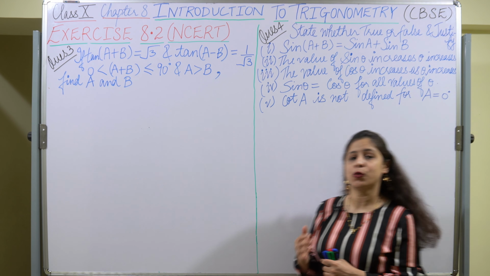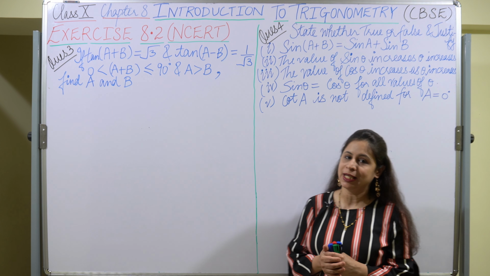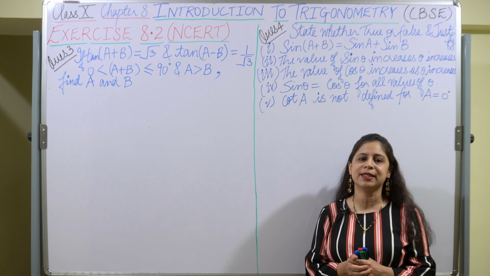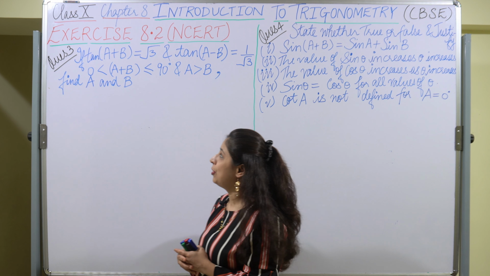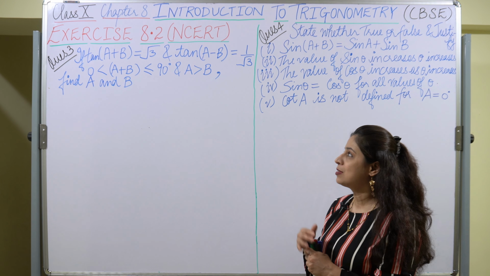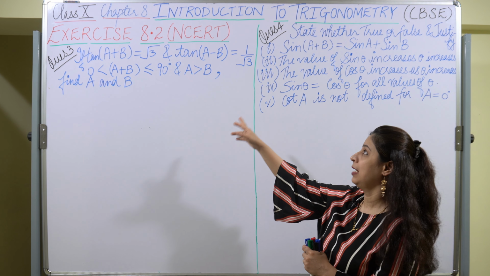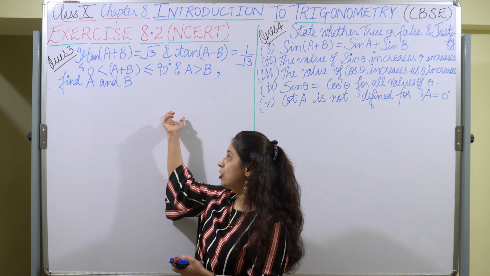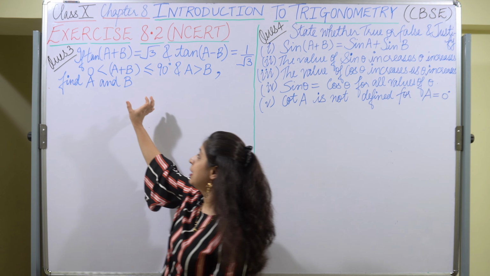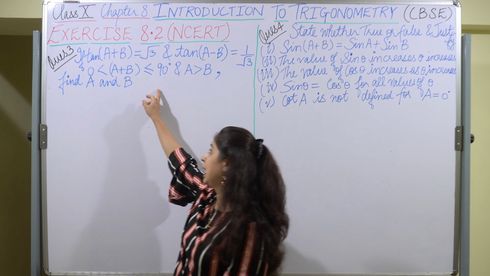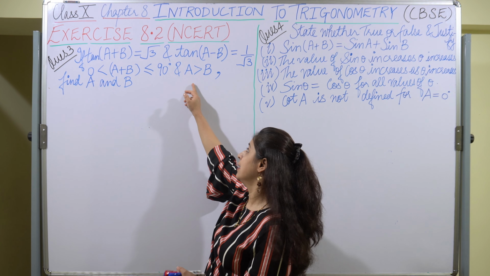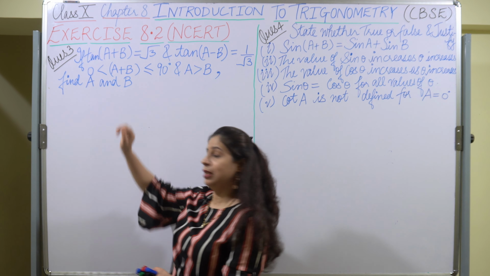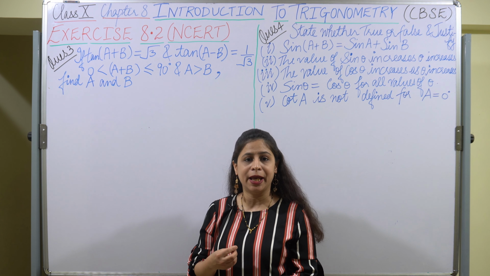So let us start with question number 3 and 4 of Chapter 8, Exercise 8.2, Introduction to Trigonometry of Class 10 CBSE NCERT. Question number 3 says, if tan(A + B) is equal to root 3 and tan(A - B) is equal to 1 upon root 3, and two conditions are also given to us, that A + B should lie between 0 and 90 degrees and A is greater than B, then we need to find the values of A and B.